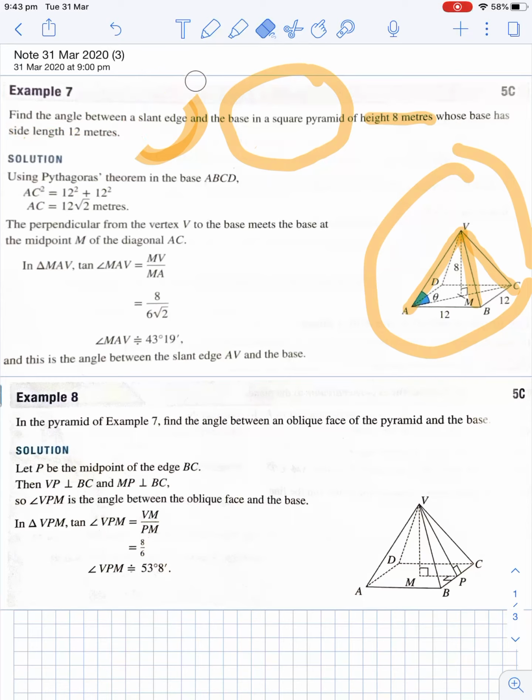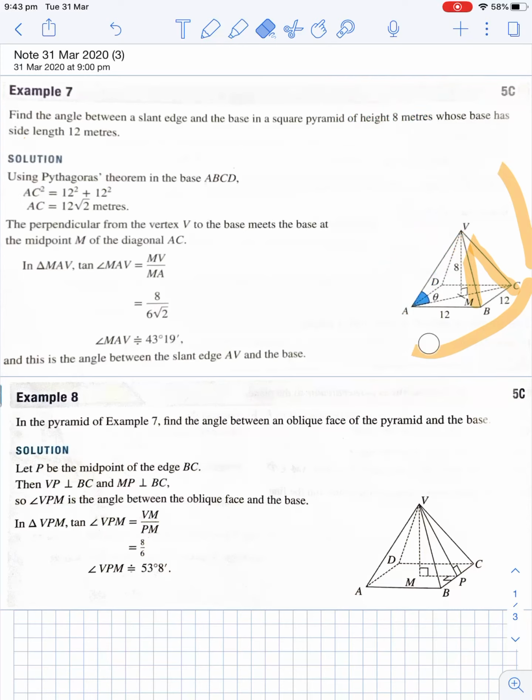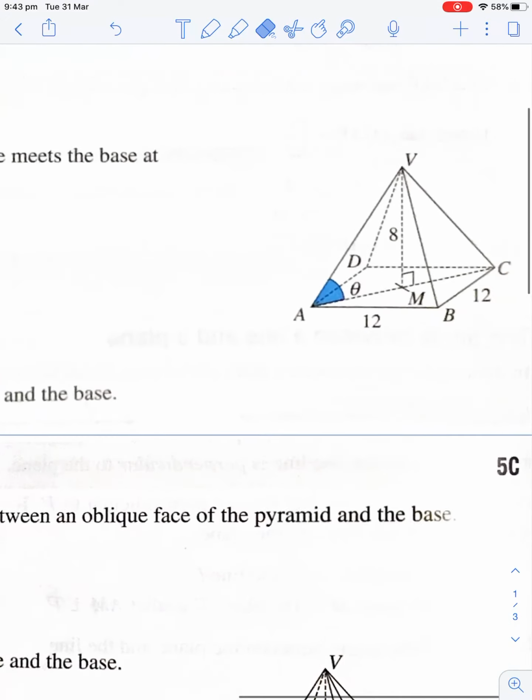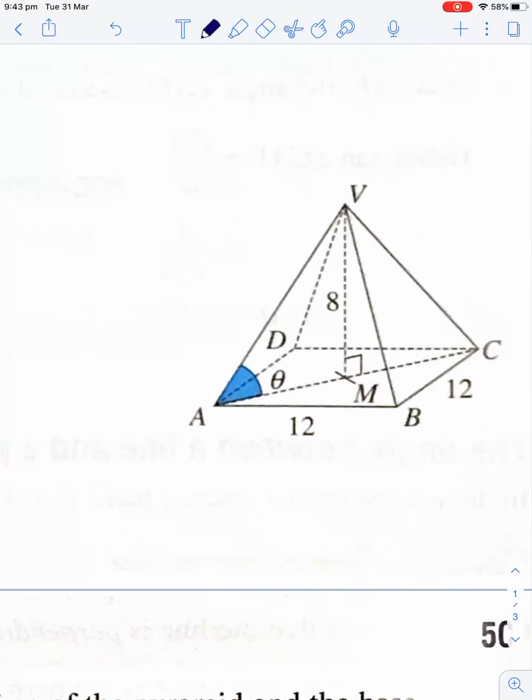Now, we've got to think to ourselves, how are we going to go about this? It's really important to be able to visualize these sorts of objects to be able to answer these sorts of questions. So they help you out with a bit of a diagram here. Here they've got the angle that they're trying to find, and they've actually highlighted it for you. Note that it's in between the slant edge along the side and a line along the base. They go straight through the middle, and in between these two highlighted lines is our theta.